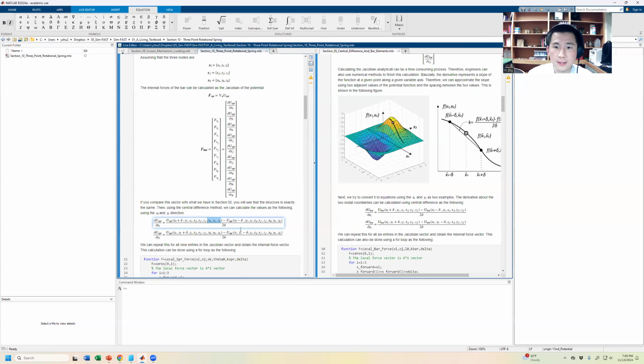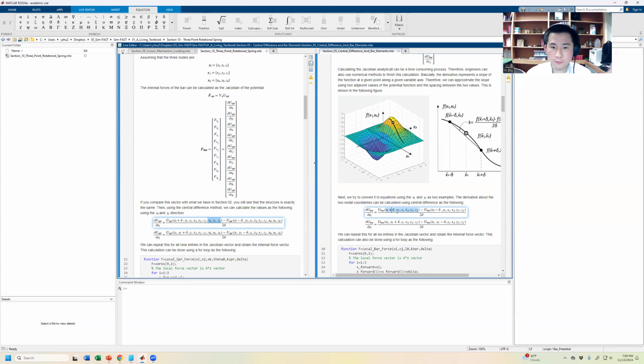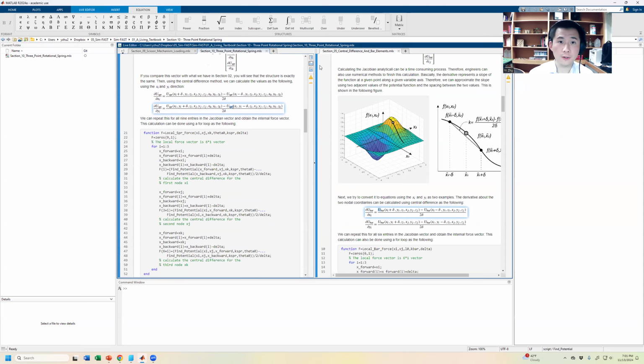The equation is exactly the same. You take a step along the selected direction, and then you take a step backward in the selected direction. You find the potential, you calculate their difference, and then you divide it by 2 delta, which is your step length in the forward and the backward direction. So we keep doing this over and over for all these 9 directions, and after that we find our forces.